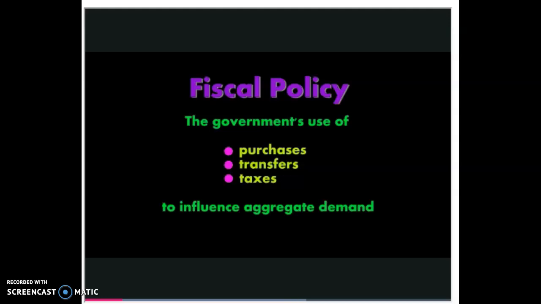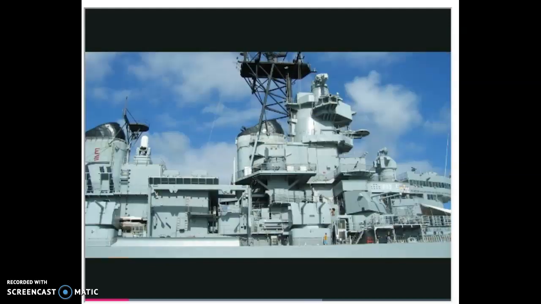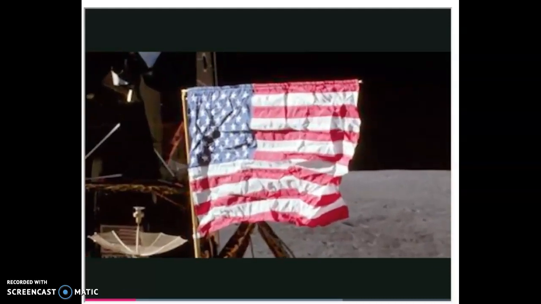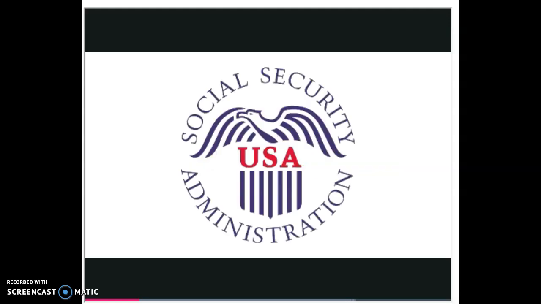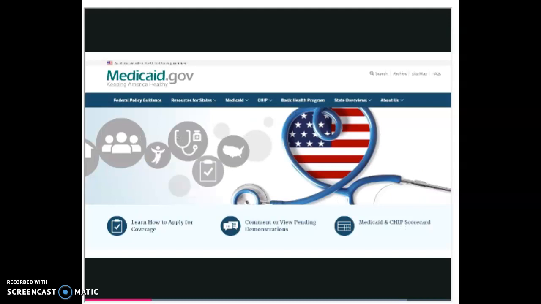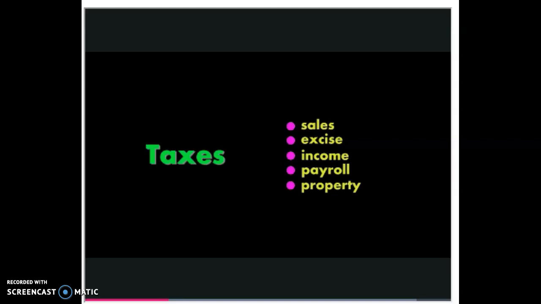The goods and services the government purchases include infrastructure such as roads and bridges, military hardware and personnel, schools, and space programs. In the United States, most transfer payments are for three programs: Social Security, which provides income for retired and disabled Americans, Medicare, which helps older Americans with healthcare costs, and Medicaid, which helps low-income Americans with healthcare costs. Taxes include the sales and excise taxes you pay when you buy goods and services, the income and payroll taxes you pay on your earnings, and the property taxes you pay if you own a car or a home.